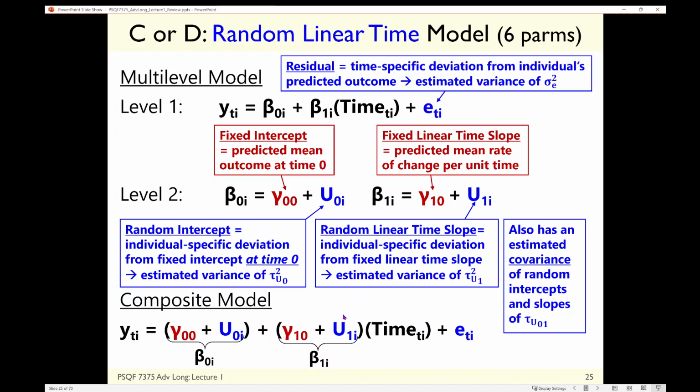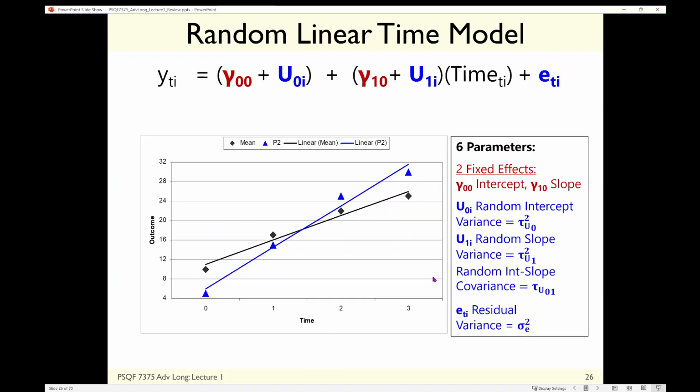And so when adding this new variance of the U1i's, the new term right here, we're also adding a covariance with the random intercept, because the random effects from the same person should be correlated. So breaking this down into composite notation then, the black line is the mean for the sample, the blue line is for a particular individual.